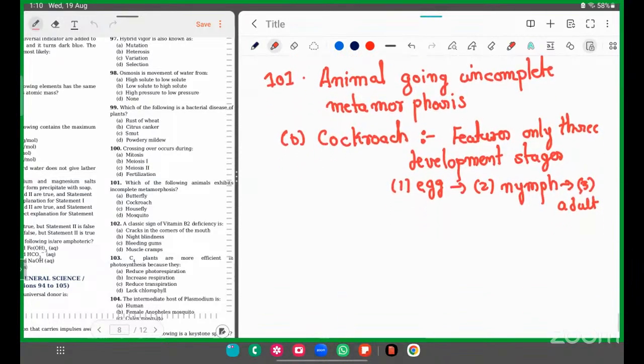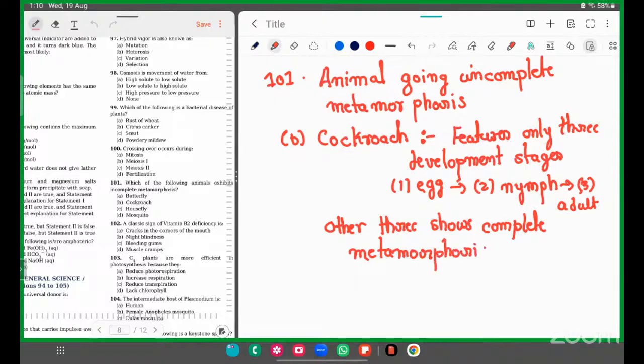While the other three shows complete metamorphosis, a process which contains four stages.